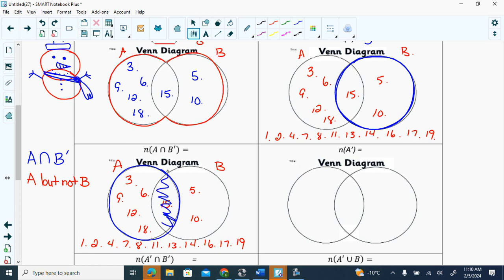Correct? So I really only want A only. A, but not B. Right? So I want A only. Because I technically want where A and not B overlap, which is literally just A only. A but not B. How many is there? There. 5.